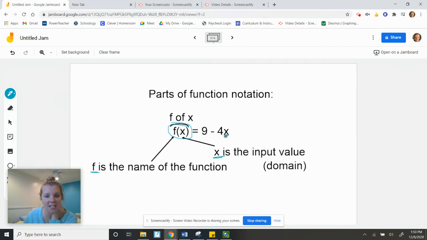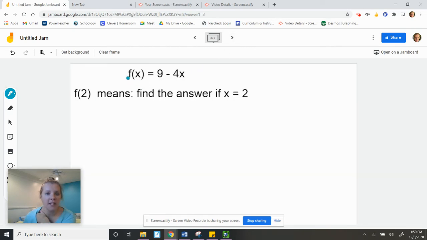See how there's x in the equation? That's why there's an x in the parentheses. And that's what we're going to be changing. The x value is what's going to be changing. F is the name of the function. So if we have something like this is my function f, notice x in the parentheses, and x is the variable in the equation. You could have f of y, and then the y would be in both of those places.